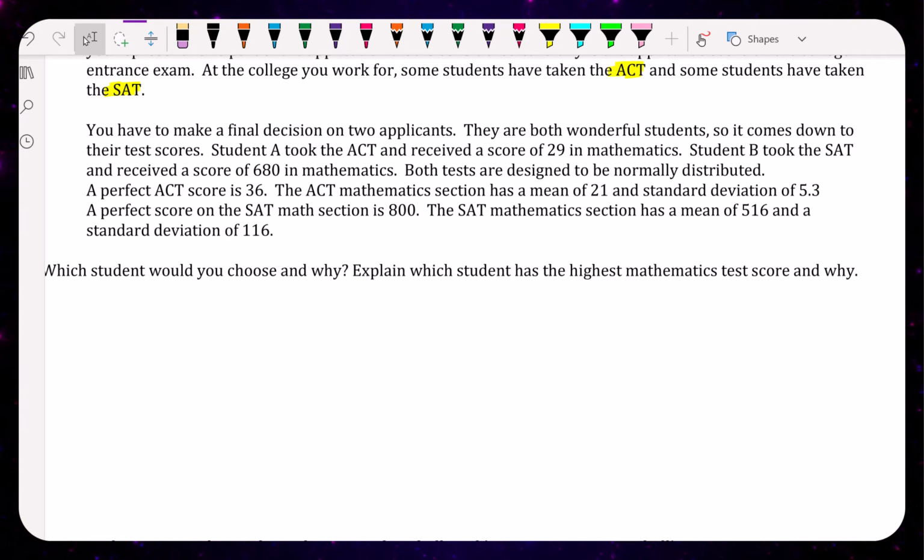So what it does is it asks you to make a decision about two applicants. Everything seems to be about even, and you're going to have to look at their test scores to make a decision. So I'm going to highlight student A in blue. Student A took the ACT and received a score of 29 in math. Now student B, I'm going to highlight in green. Student B took the SAT and received a score of 680 in math. So you can see that the ACT has a score of 29 and the SAT received a score of 680.